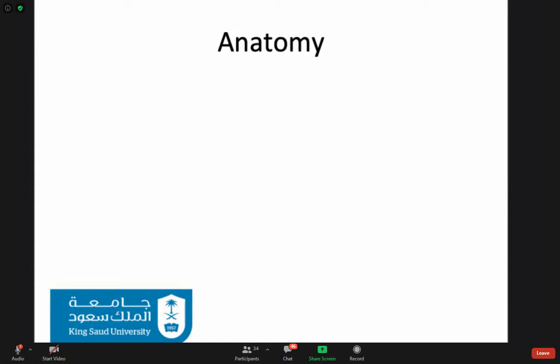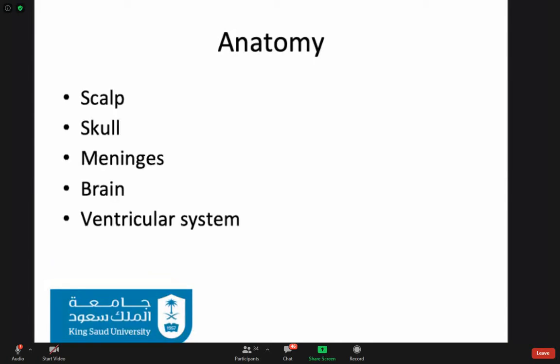The uncus, which is the medial part of the temporal lobe, herniates through the tentorial notch, leading to uncal herniation. Uncal herniation, how do you know this clinically? It causes ipsilateral pupillary dilatation and contralateral hemiparesis. So same side pupil dilation, and then opposite side hemiparesis. Okay, we talked about all of these.